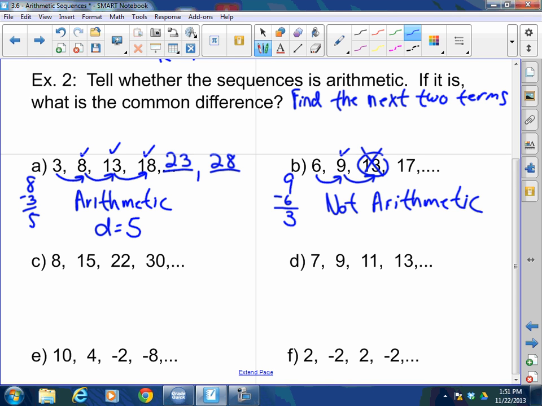Letter C. What's my potential common difference here? Yeah, 15 minus 8 is 7. Excellent. 8 plus 7 is 15, 15 plus 7 is 22. And what's 22 plus 7? 29. That's not 29. So this is not arithmetic.